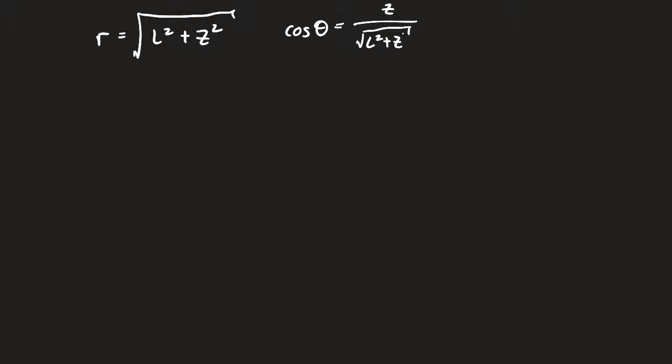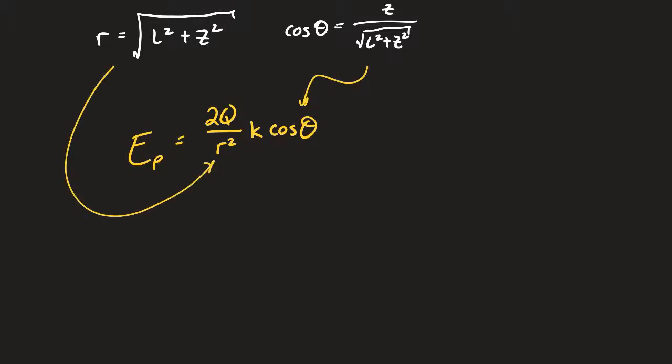Luckily, I can keep all this in my memory. I know that R is the square root of L squared plus Z squared. Cosine theta is Z over the square root of L squared plus Z squared. And my electric field is 2Q over R squared K times the cosine of theta. So we're going to bring these elements and apply them here. When we're done, we have an answer. So let's start.